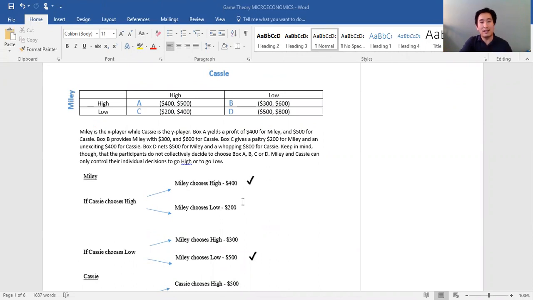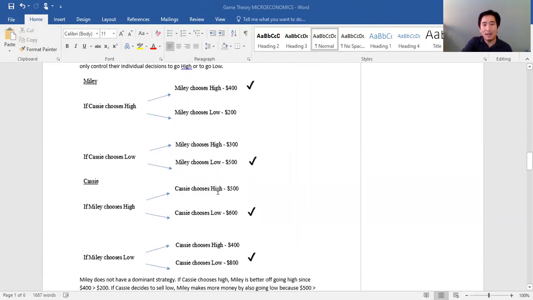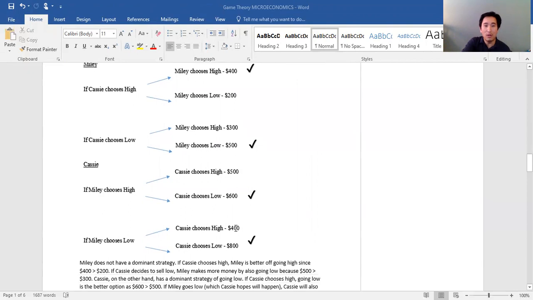So let's go ahead and take a look at Cassie's situation right here. Again, I broke this down here. If Miley chooses high, then Cassie can choose high and get 500, or she can choose low and get 600. As you can see from this chart here, Cassie's better option is to go low. Now, if Miley chooses to go low, Cassie can choose high and get 400, or she can choose low and get 800, right? So in this case, Cassie has a dominant strategy, whereas Miley does not, right? Because no matter what Miley chooses to do, Cassie is better off going low.